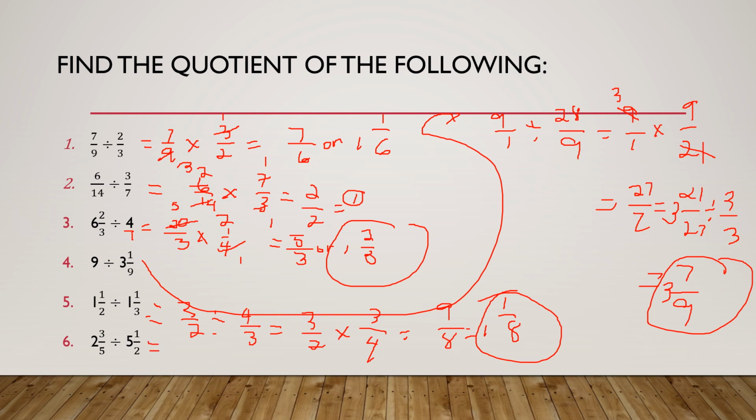5 times 2 is 10, plus 3, 13. 13 over 5, divided by 2 times 5, 10 plus 1, 11 over 2. And then get the reciprocal, 13 over 5 times 2 over 11. So 13 times 2 is 26 over 55. So that's already the final answer, because 55 is not divisible by 26.